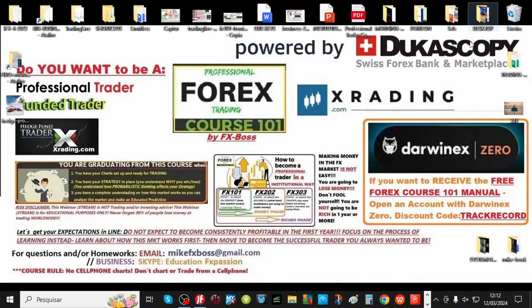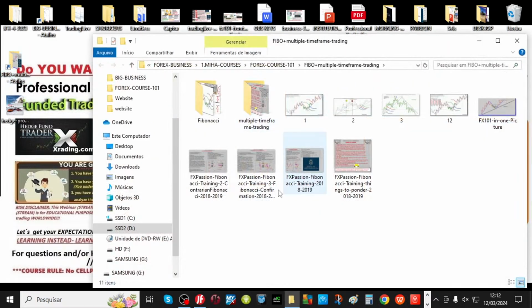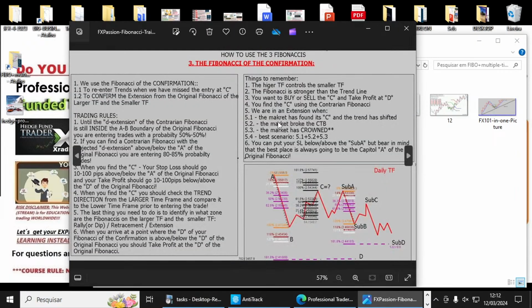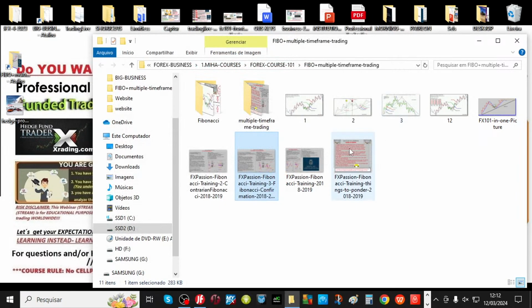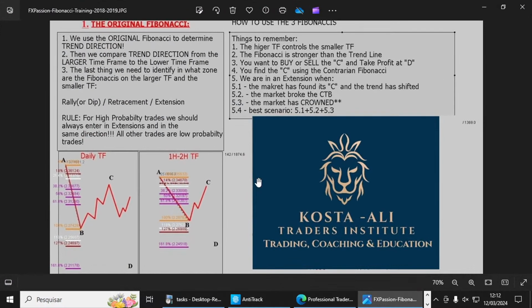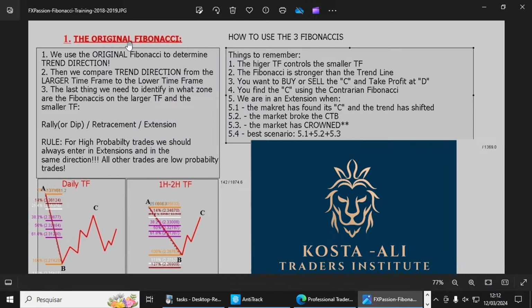Now we are going to open Fibonacci. Here is the contrarian, this one. The Fibonacci, how to use the Fibonacci with the confirmation, not this one, this one. Alright. The original Fibonacci, everybody. We are using the original Fibonacci to determine trend direction.